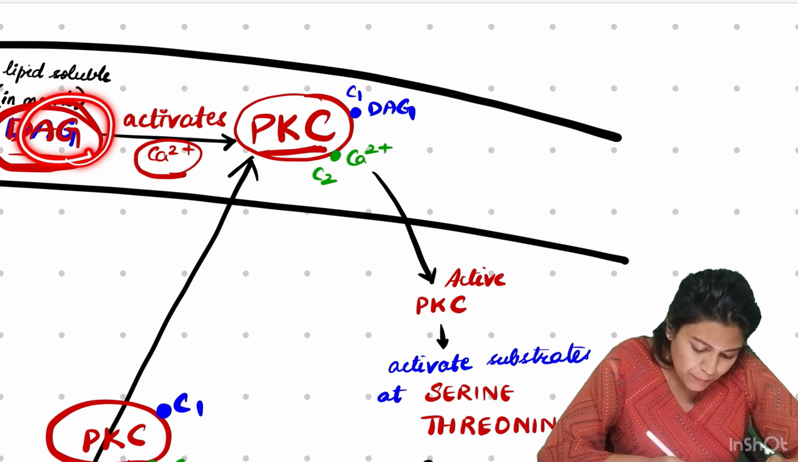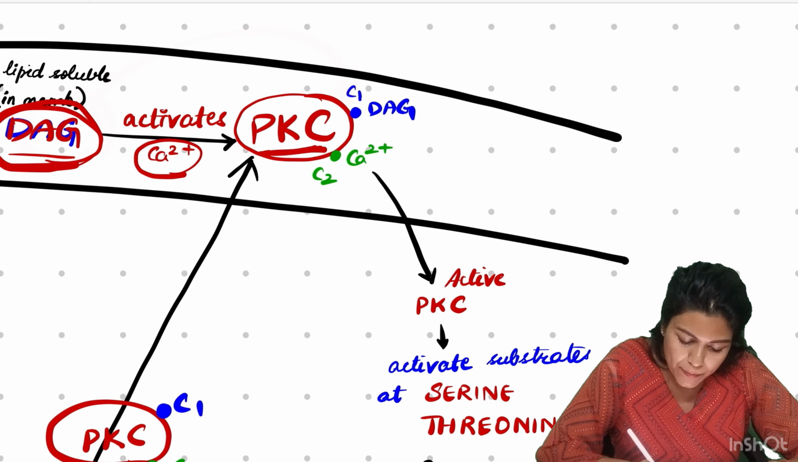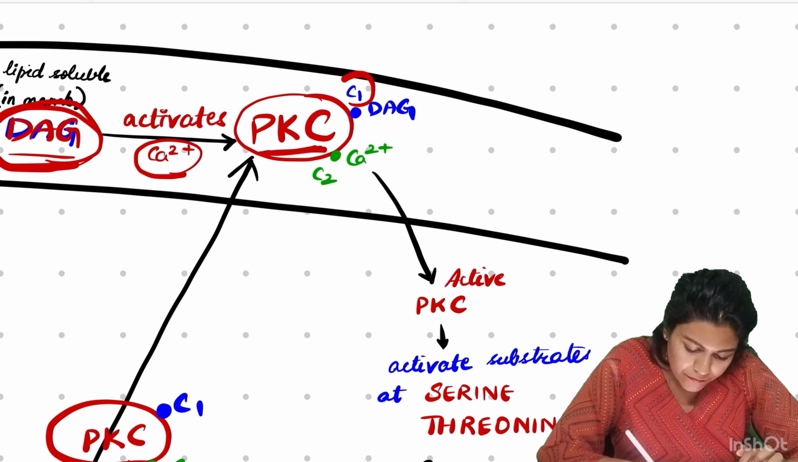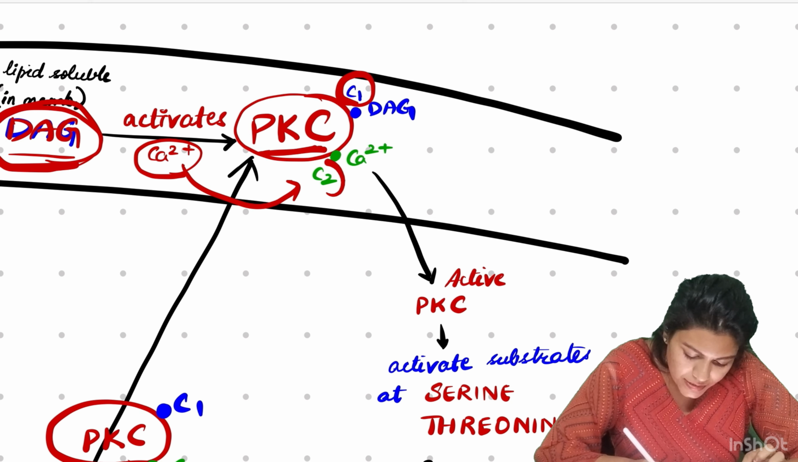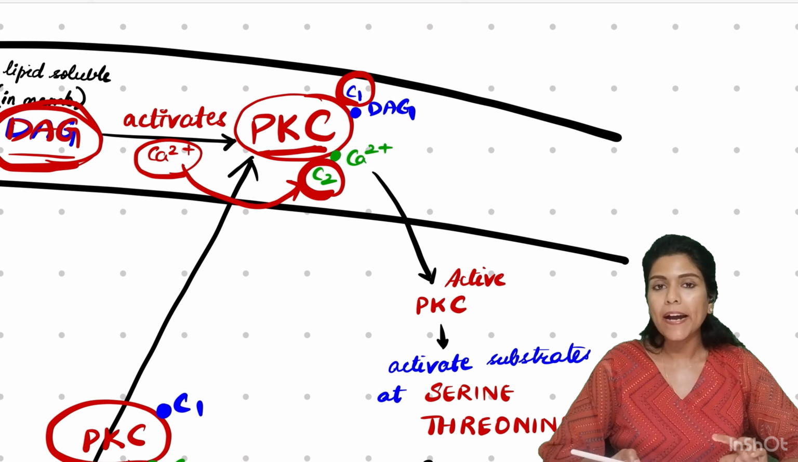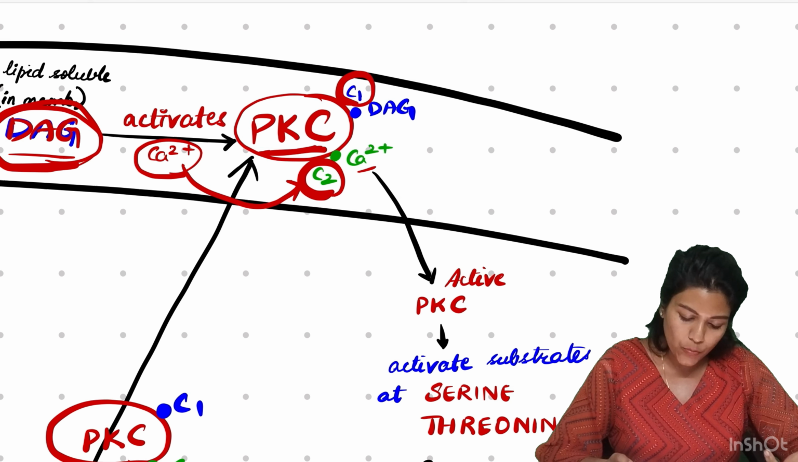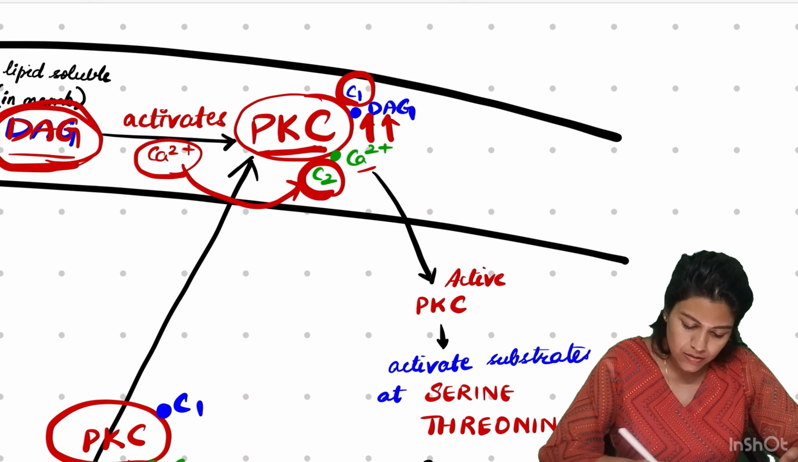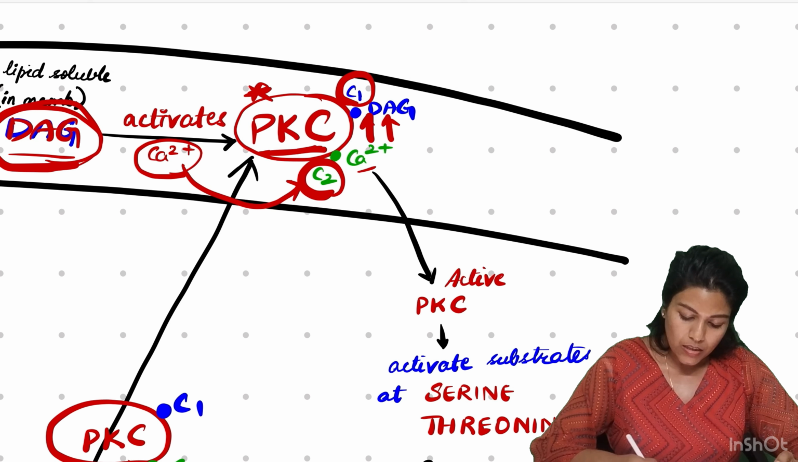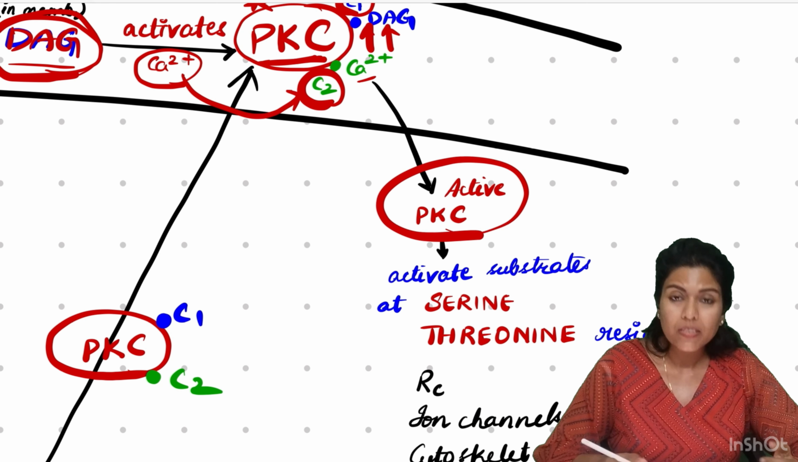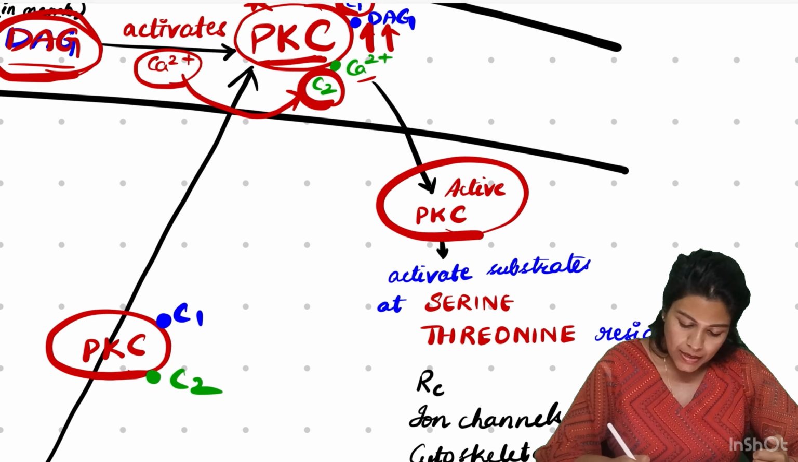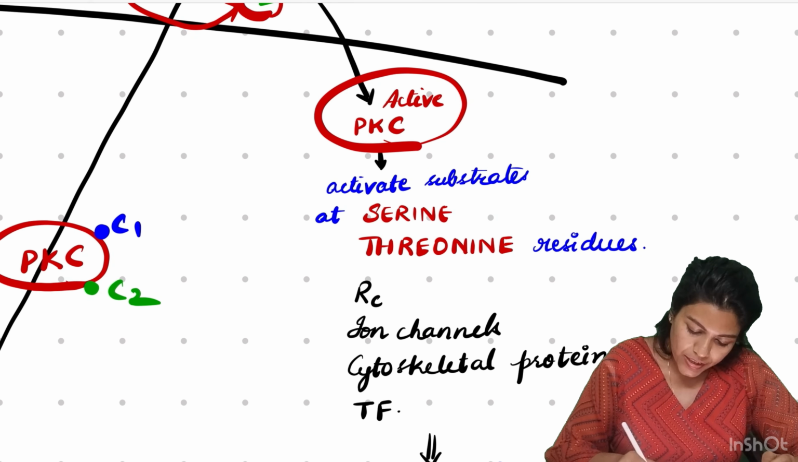This DAG will bind on the C1 domain, whereas the calcium will bind onto the C2 domain. So C1 will bind to DAG, C2 will bind to the calcium. By binding to these domains, the PKC gets activated. Now the active PKC will diffuse into the cytoplasm and it will activate substrates.